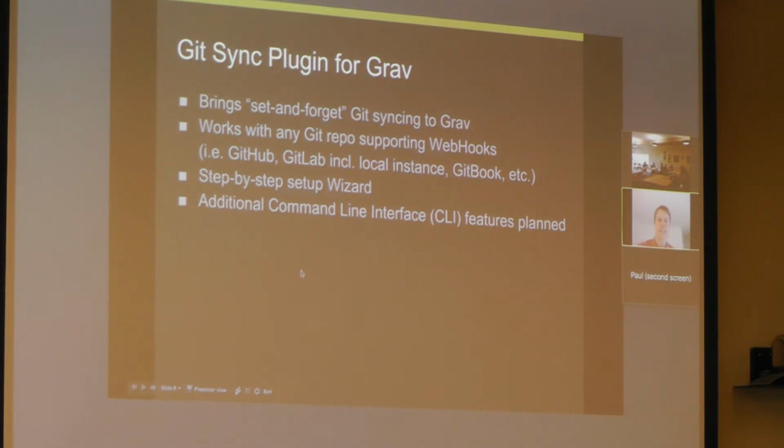Now, what about this Git Sync that I'm talking about? Git Sync is a plugin for Grab, and what it allows you to do is automatic synchronization of your Grab site content to just about any Git repository. If you're familiar with the site GitHub, that's a web service that has Git running in the background. There are also things like GitLab, which you can install on your own server in an institution, and GitBook, which gives you a really beautiful looking interface for editing content inside of books, which I can show you a bit later on too, probably. Any Git repo that supports webhooks will work out of the box.